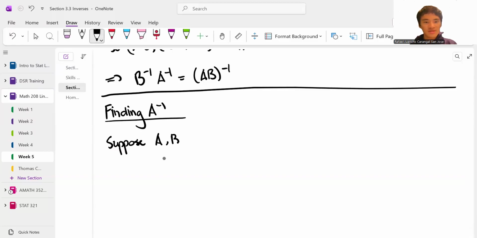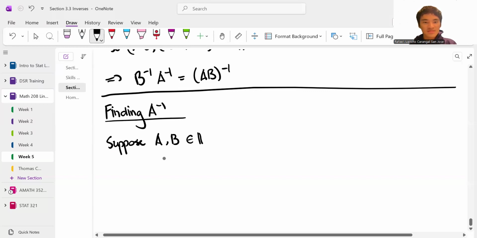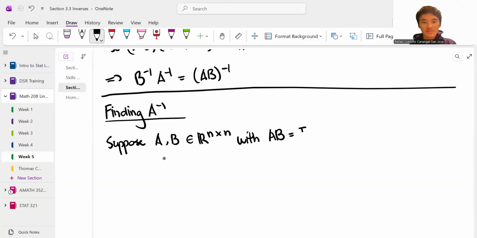Suppose A and B are n by n matrices. And we say that their product is just the identity. So actually, they're inverses of each other.